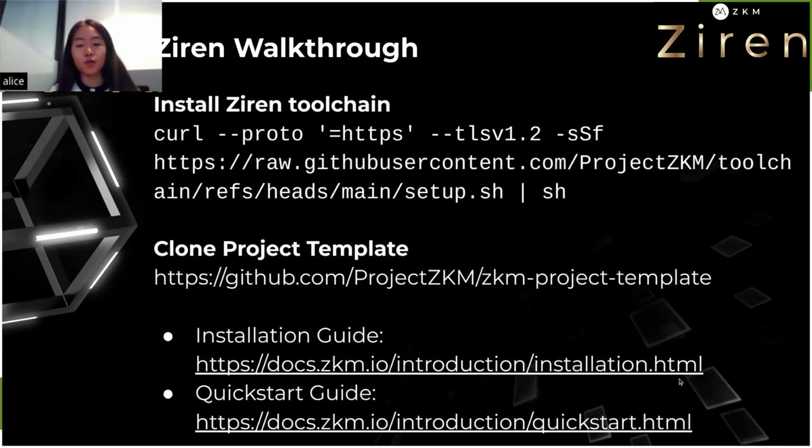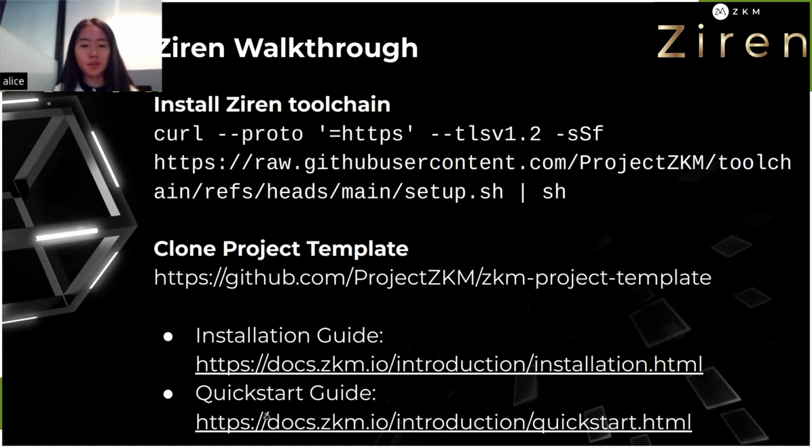Now, going into the walkthrough portion, we'll be going through step by step on how you can generate and verify your first proof with Ziren using the project template. As a first step, you should install the Ziren toolchain using this command over here. That toolchain will allow for you to complete actions, including executing your program, including proving and verifying, all from the command line. And the next step after you have your toolchain installed is to clone the latest version of the project template. And the link to the project template is over here.